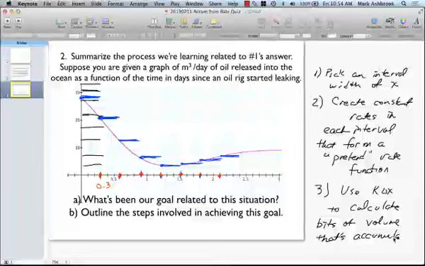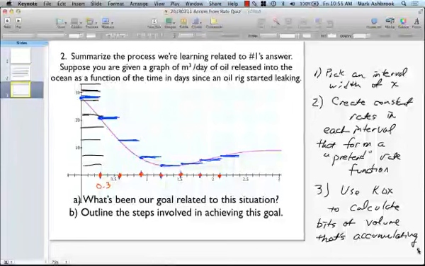What are the units on the y-axis and x-axis? The x-axis is time and y is m cubed. Yeah, it's a rate function. So I'm giving you the rate, so this is rate, right? Because it's a graph of meters cubed per day. That's right, that's right.